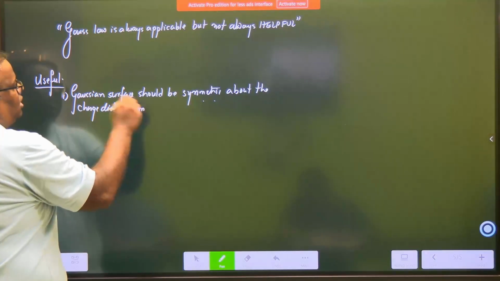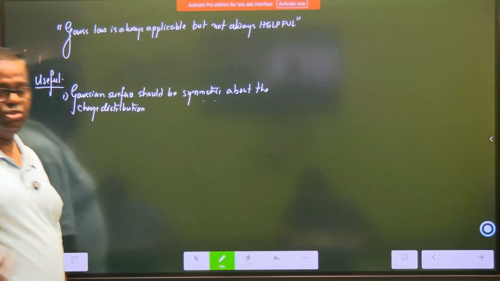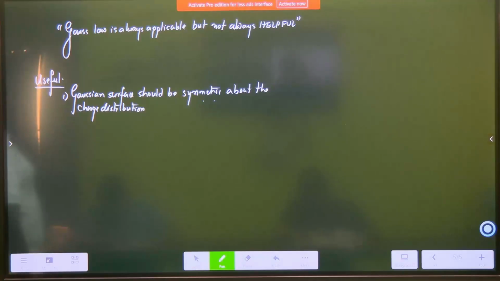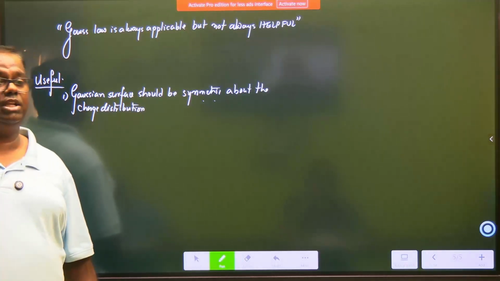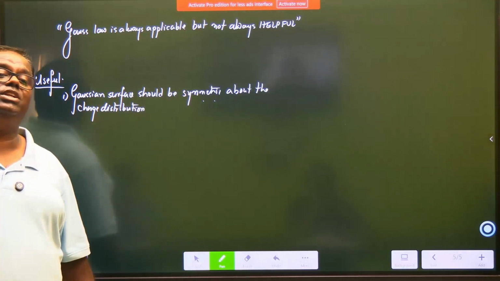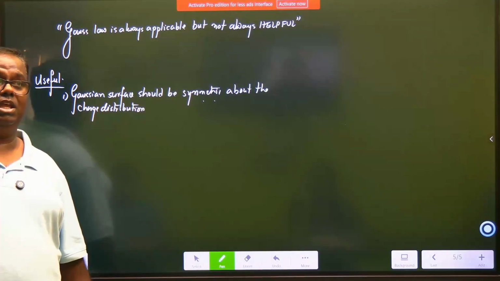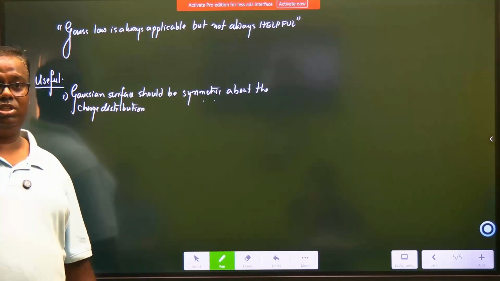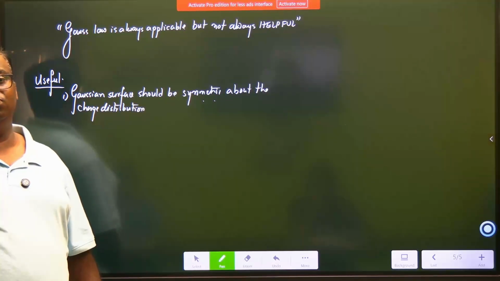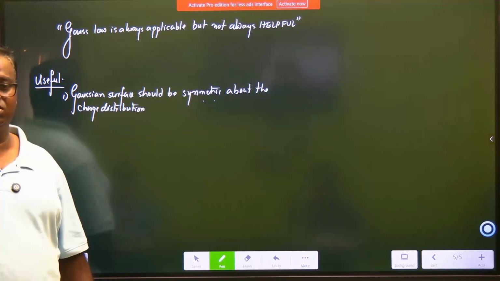Now, why do you say this? See the formulas that you used. You took a sphere and you took the sphere in such a way that the charge was right at its center, and you started calculating dA, closed surface integral. You could calculate the dA giving the A for the sphere. So the 3D surface was uniform or symmetric about the charge distribution.